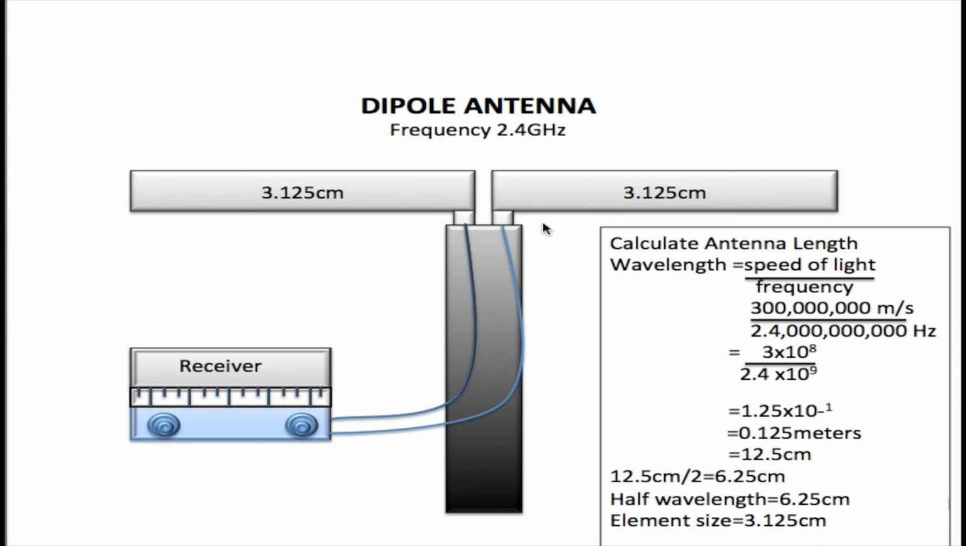Now for a dipole antenna, we just need half a wavelength. So we divide this 12.5 by 2. So we have 6.25 centimeters. Now as you can see, a dipole antenna has 2 elements. So we just divide that 6.25 by 2 again, so we get 3.125 centimeters for each of the elements. So if you are building this antenna, you will cut 2 pieces of wire at a length of 3.125 centimeters, and the gauge wire that you would use is either 22 or 24 gauge copper wire.